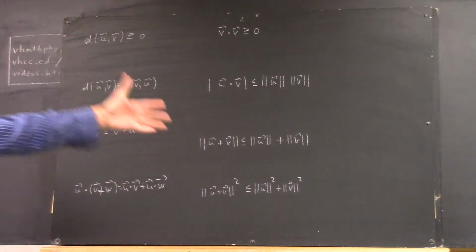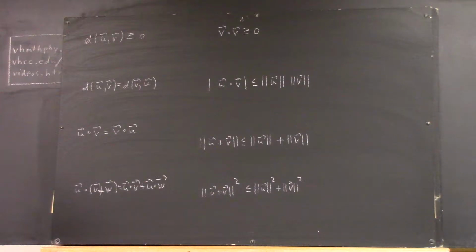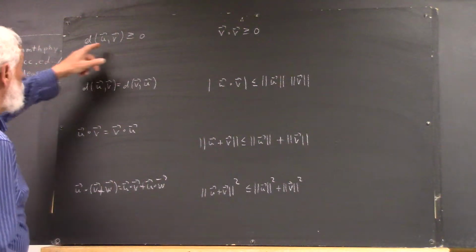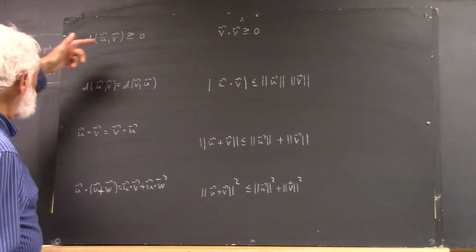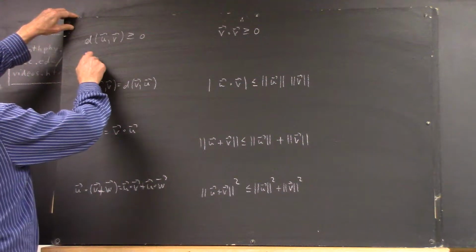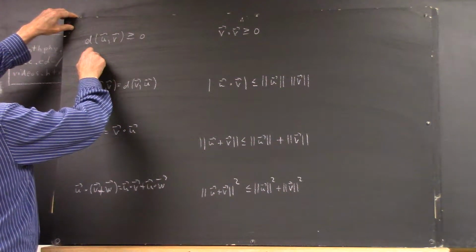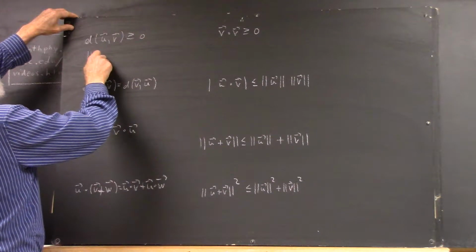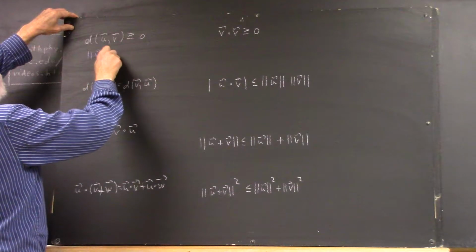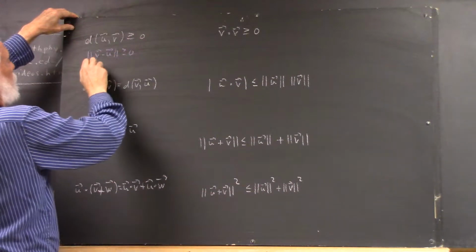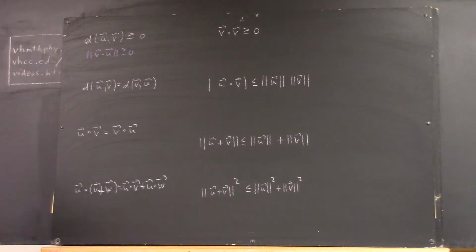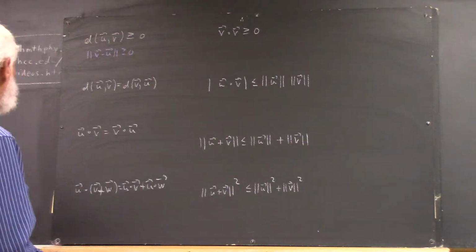Now, there's several things that you should be able to prove, just based on what you've seen. D of uv greater than or equal to 0. What are you going to do with that? Well, D of uv is the magnitude of v minus u greater than or equal to 0 by the definitions we just gave.